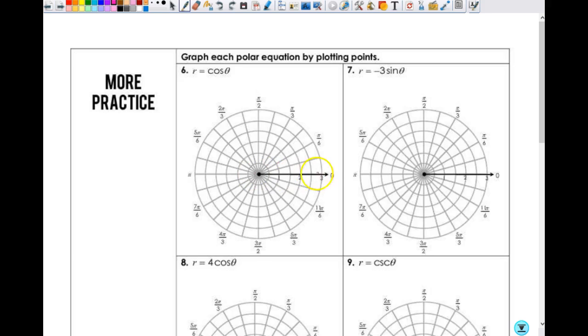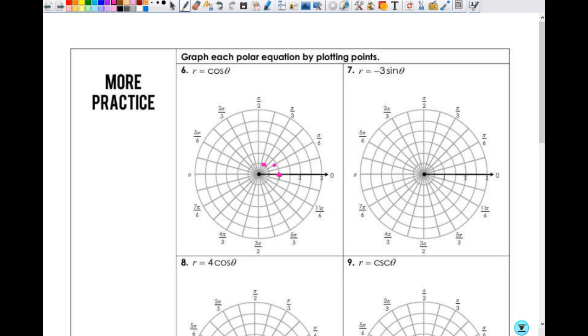So at 0, what is the cosine of 0? 1. And you have to know these values, by the way. Then you go to pi/6. What's the cosine of pi/6? Square root of 3 over 2, which is about 0.9. So we have to put about 0.9 there. Then we move on to pi/3. You can even skip over pi/4 if you want. So pi/3, what's the cosine of pi/3? 1/2, right? And so I go to 1/2 because this is every 1/2.